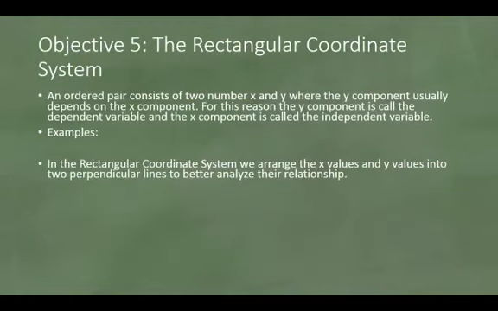Objective 5, the rectangular coordinate system. Now we're going to start drawing out these graphs of quadratic equations and polynomials and things like that. An ordered pair consists of two numbers, x and y, where the y component usually depends on the x component. For this reason, the y component is called the dependent variable, and the x component is called the independent variable.